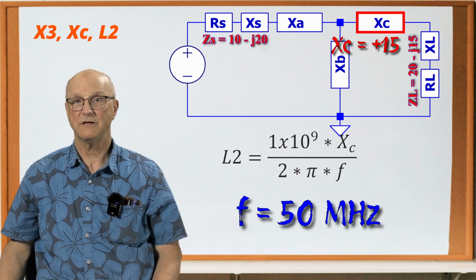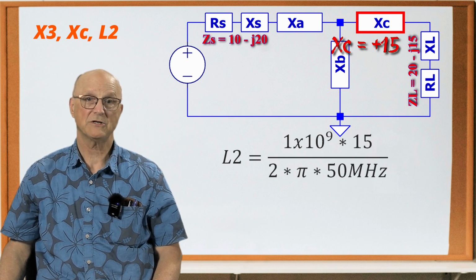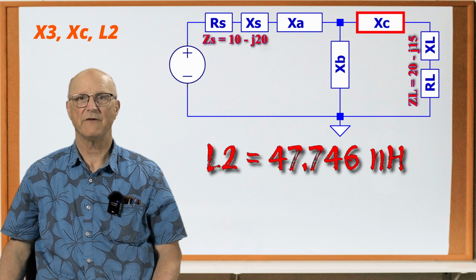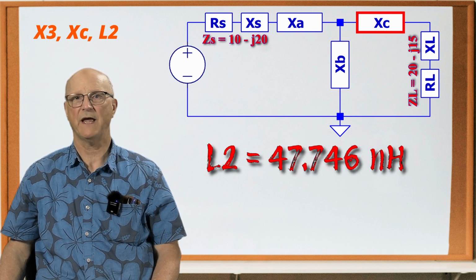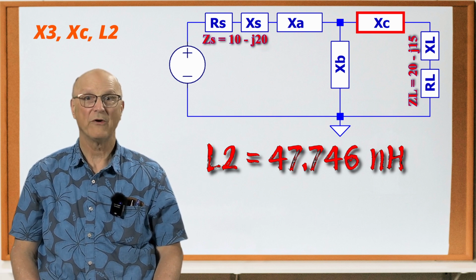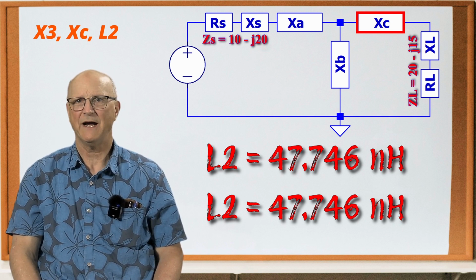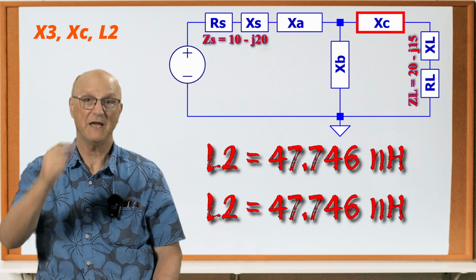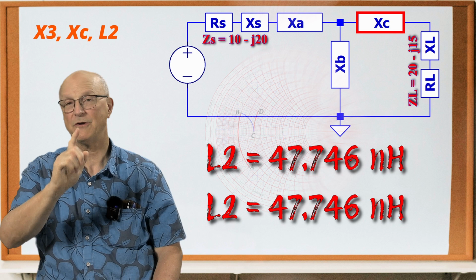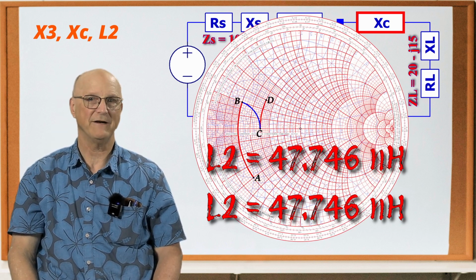Putting these values into the equation, we get this. And with a bit of calculation, this yields a value for L2 of 47.746 nanohenries. Now, when we use the Smith chart, we arrived at the same value. What this tells me is that I chose a phase value to use here that is the same as the one implied by our path around the Smith chart. Now, I'm going to move on to the final check.